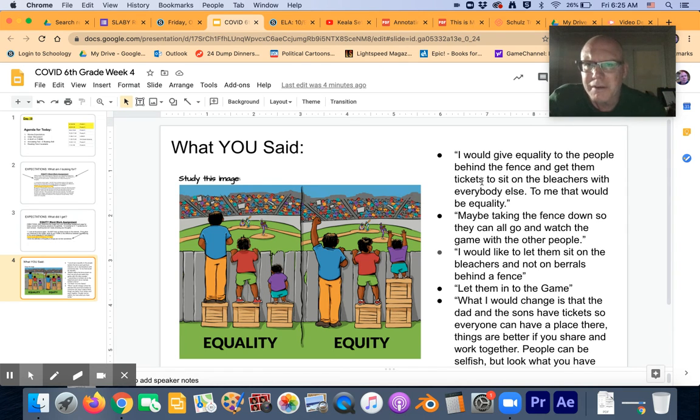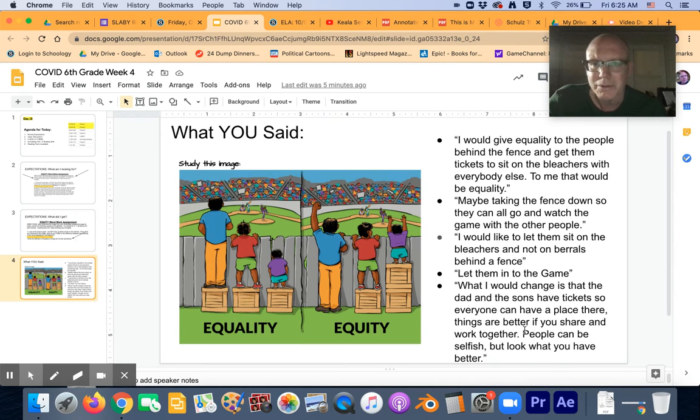I would give equality to the people behind the fence and get them tickets to sit on the bleachers with everybody else. To me, that would be equality. Maybe taking the fence down so they can all go and watch the game with the other people. I would like to let them sit on the bleachers and not on barrels behind a fence. Let them get into the game. What I would change is that the dad and the sons have tickets so everyone can have a place there. Things are better if you share and work together. People can be selfish, but look what you have better.